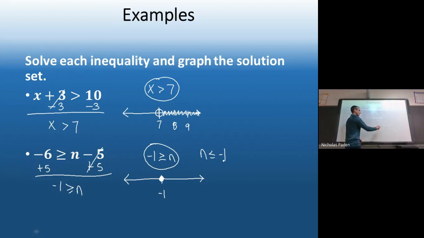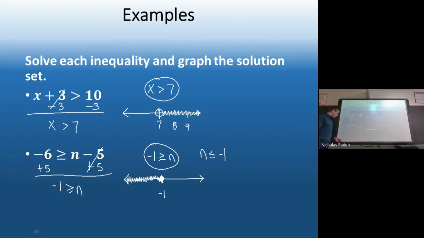You notice what I did? If I move n to the other side, I've also got to make sure the less than is pointing towards the n. And so since n is less than negative 1, I'm going to shade to the left. So sometimes they're going to try and trick you. They're going to put the variable on the other side from where we're used to seeing it. If that's the case, you've got to ask yourself, okay, what side is n facing? n is facing the less than side, so that's why it's going to be less than negative 1. I shade to the left.